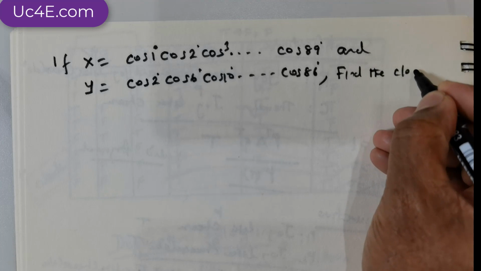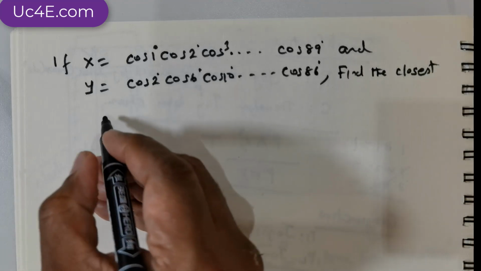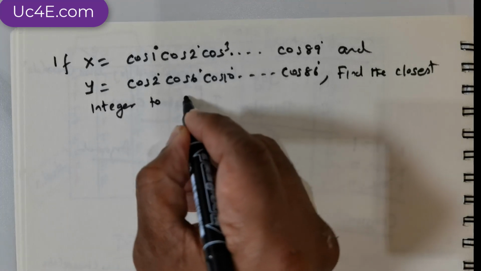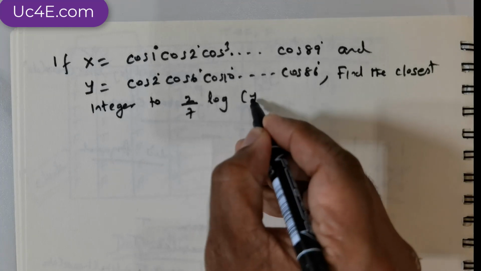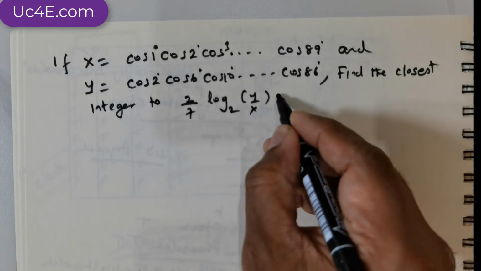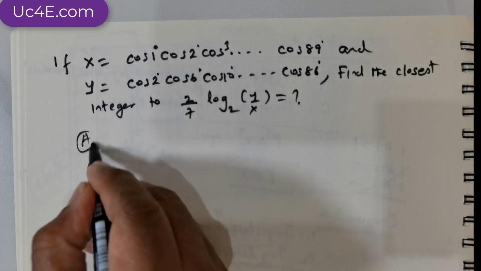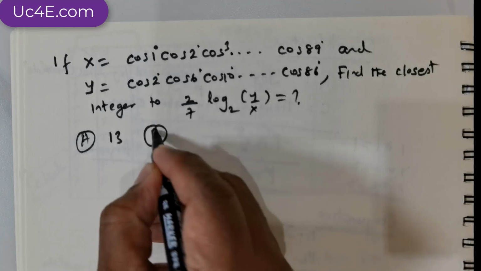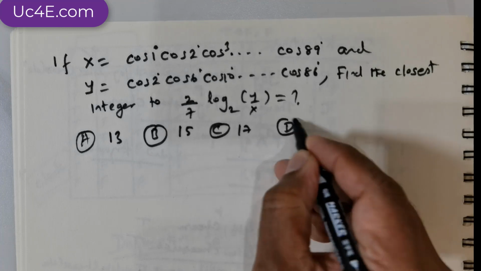the closest integer to 2/7 log of y/x to the base 2. So you are given 4 choices. Is it 13? Is it 15? Is it 17? Is it 19?